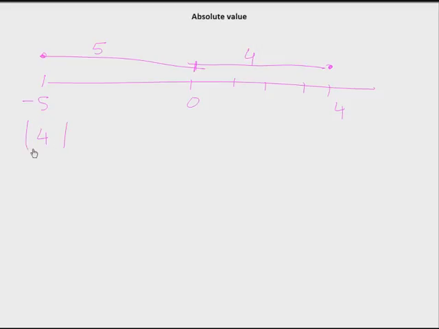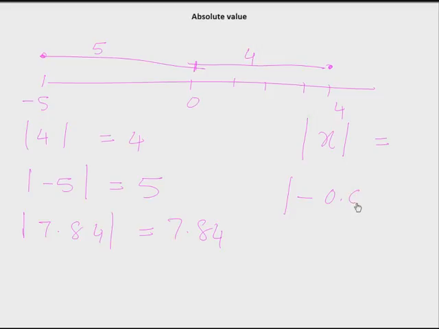4 has a distance of 4 from 0. So the absolute value, denoted by these two parallel lines, is 4. What about the absolute value of minus 5? Well, it's 5. We just saw that minus 5 is 5 units from 0. What about the absolute value of 7.84? Well, it's 7.84 units from 0. What is the absolute value of minus 0.042? It's 0.042 units from 0. So the absolute value of minus 0.042 is 0.042.